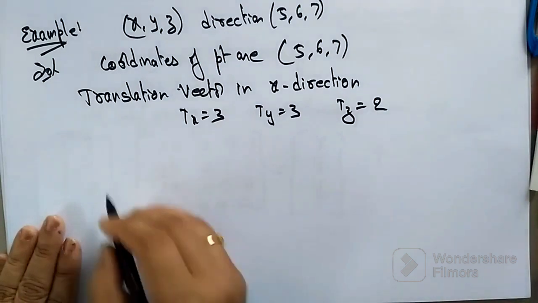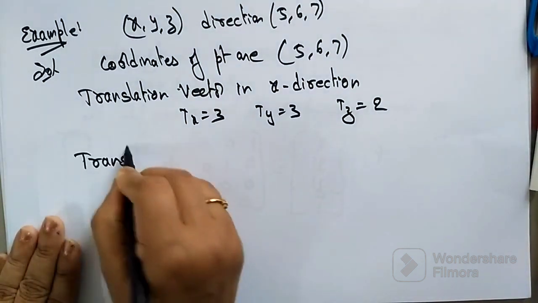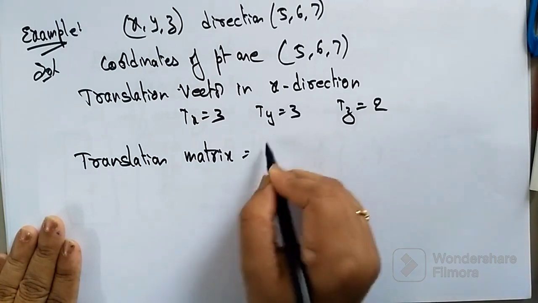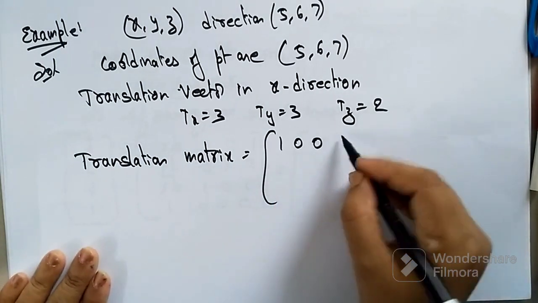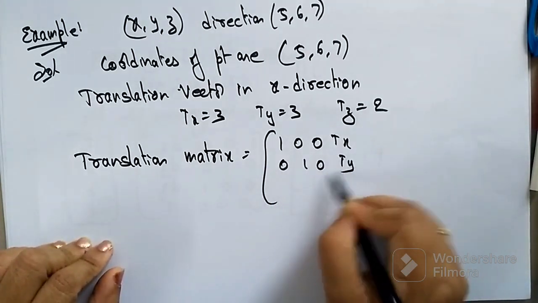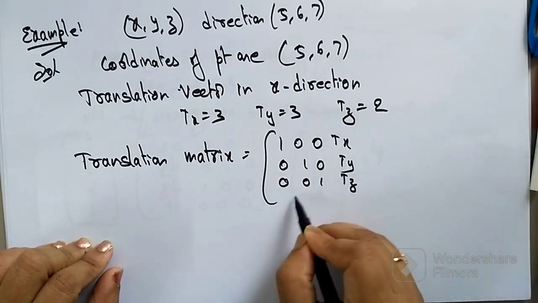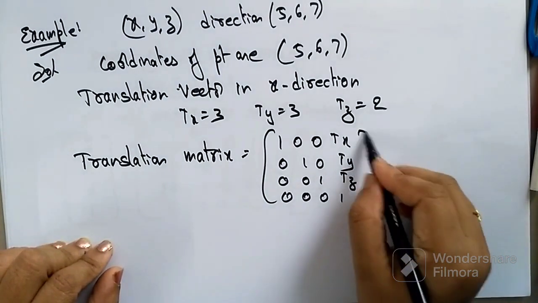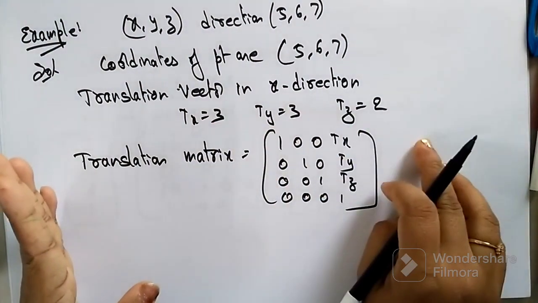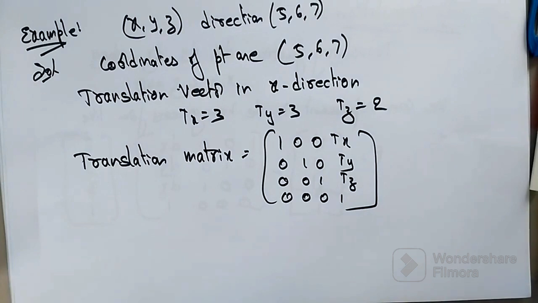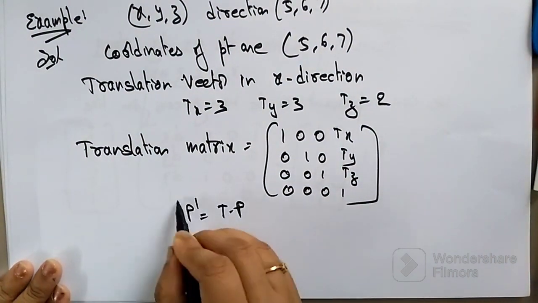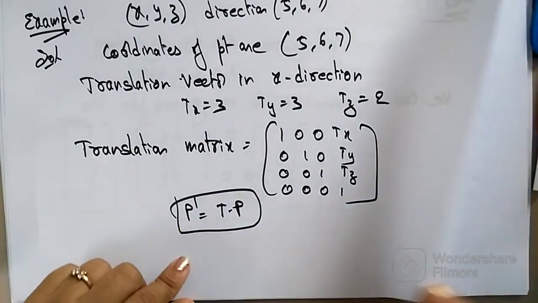Now let me write the translation matrix. If you have the matrix, you can directly apply the formula: [1, 0, 0, tx; 0, 1, 0, ty; 0, 0, 1, tz; 0, 0, 0, 1]. This is a translation matrix. Here you need to substitute the values of tx, ty, tz. Now multiply the coordinates of the point with the translation matrix. That is, P dash is equal to T into P. This is the formula. Substitute the values here and calculate.